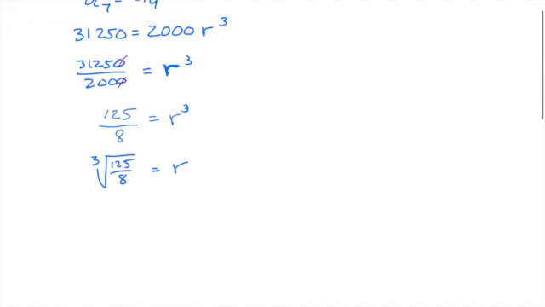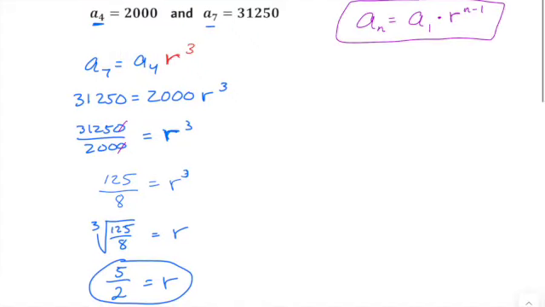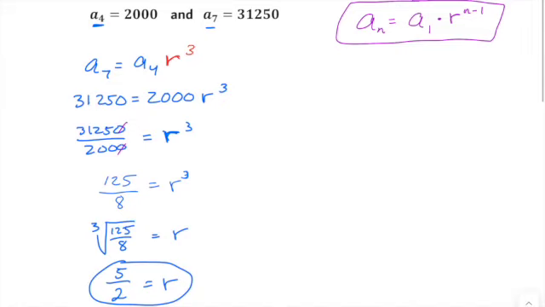And as you'll notice, the numerator and denominator are both perfect cubes. The cube root of 125 is 5, and the cube root of 8 is 2. So there's your r value: 5 halves. And if you know r, now it's just a matter of finding, well, what's a1? Those were the two things you needed, right? To kind of finish this off. I need the first term and I need r.